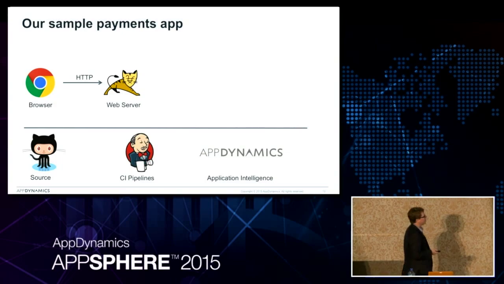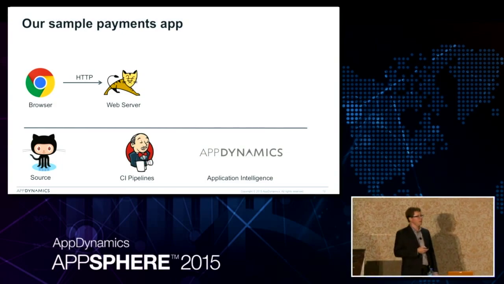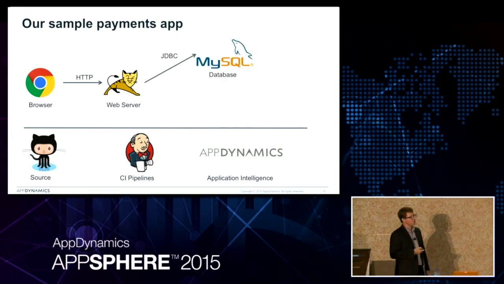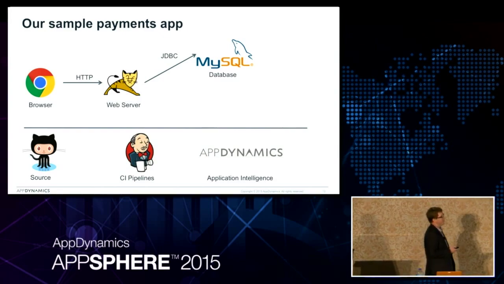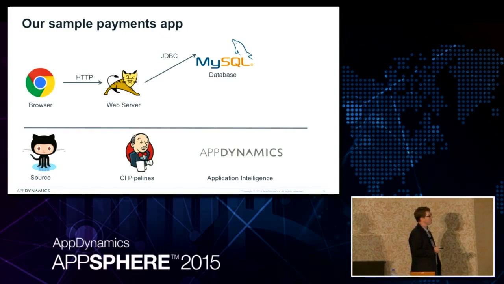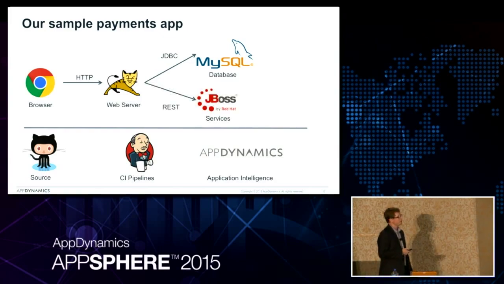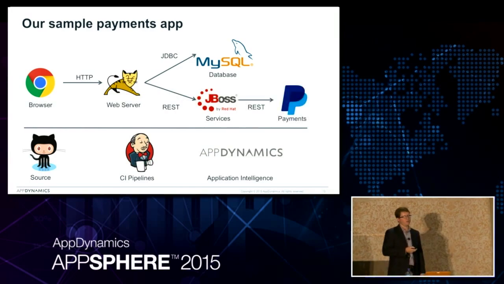So we're going to start with a stubbed out web tier. We're going to have a web interface that runs on top of Tomcat, and we're going to drop some code in, and it's going to integrate our web app with MySQL for our database connectivity. We're going to make some RESTful service invocations to a mid-tier service layer running on top of JBoss, and then we're going to integrate with PayPal.